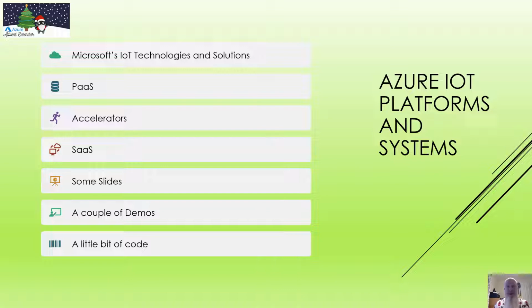We'll look at the different solutions available. I'm going to start off looking at platform as a service, then look at accelerators, but I'm really going to be focusing on the IoT Central Software as a Service solution. So it's a few slides, a couple of demos, and let's get going.